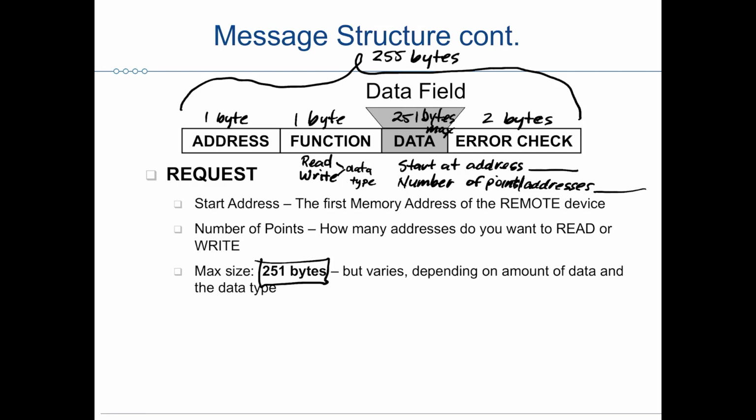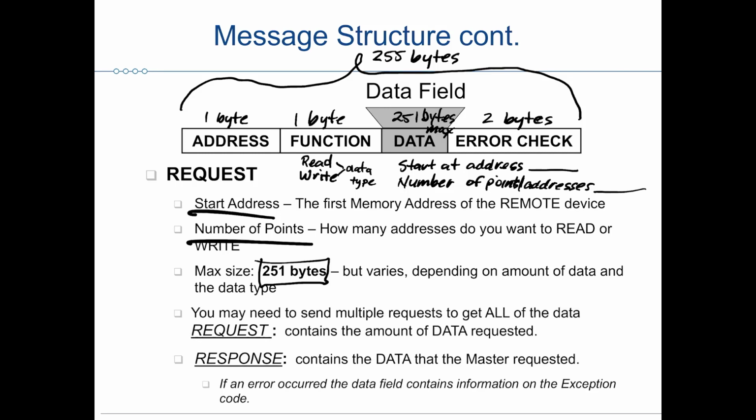Okay, so for the request, it's very standard just to have start address and number of points. This is where I want you to start in the data map, either reading or writing, and this is how many points I want you to read or write. Maximum size then, 251. Then when it comes to the response, this is where the server is returning the data that was requested. It's returning the data starting at a certain address, and it's returning the number of points that were requested.